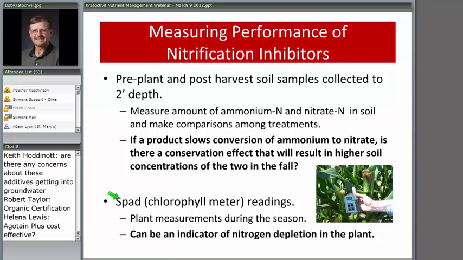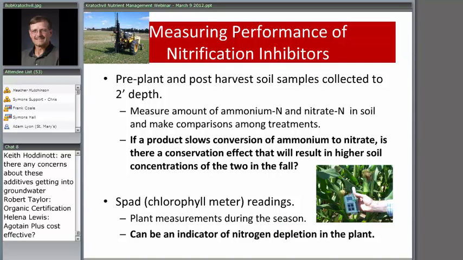The other thing that we did was take SPAD measurements starting at reproductive growth, or at tasseling, and taking them periodically. These are plant measurements during the season. What we're hoping in this case is that we can use chlorophyll or changing chlorophyll, which is very closely associated with nitrogen concentration in the plant, as an indicator that perhaps nitrogen depletion is occurring within the plant. If we make comparisons among the nitrogen stabilizer products with the unprotected nitrogen, maybe we can see something there as well as far as a season-long protection that might be occurring.